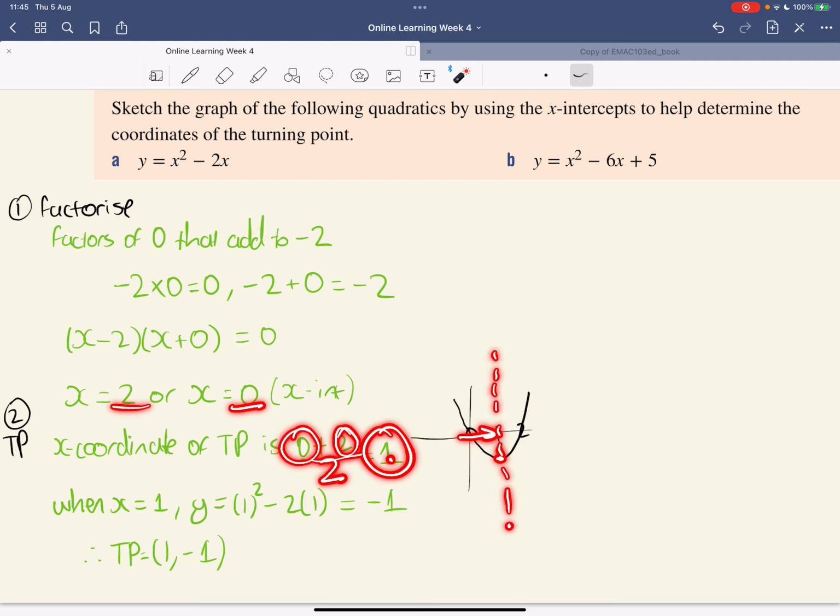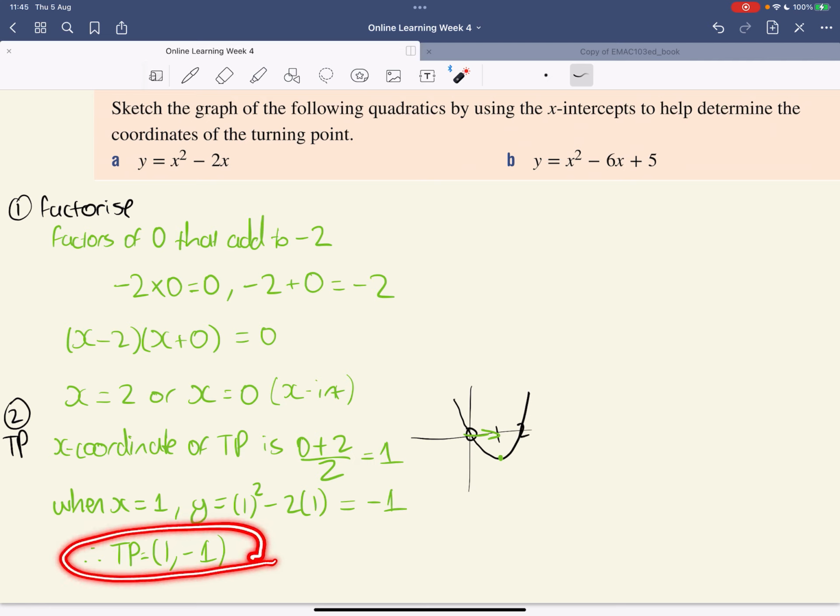And then we sub that number back into the original equation, where every x we find is, to get the y coordinate of the turning point. And then we write it like that. So now we have the turning point, we have the x-intercept. The last thing we're going to do is find the y-intercept.